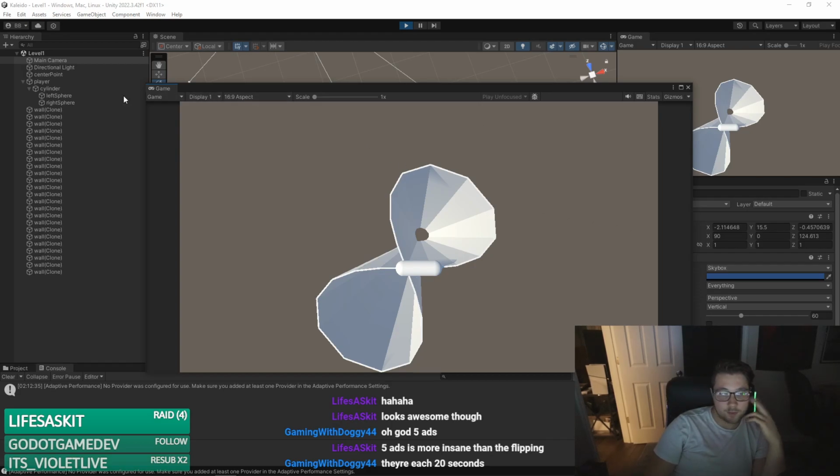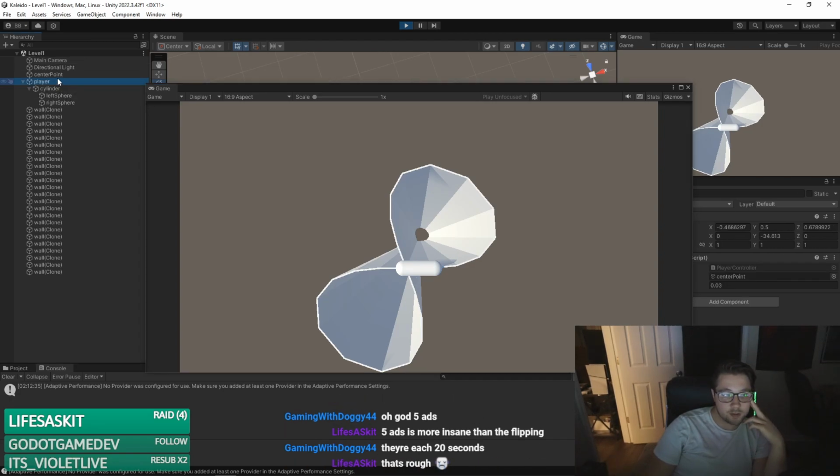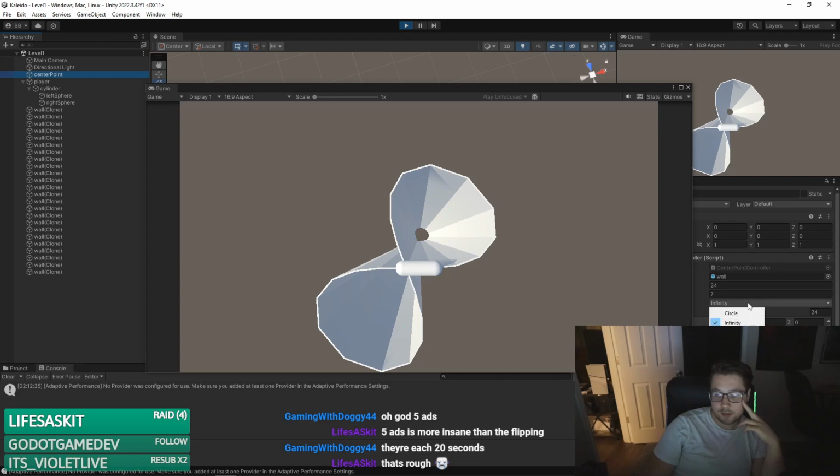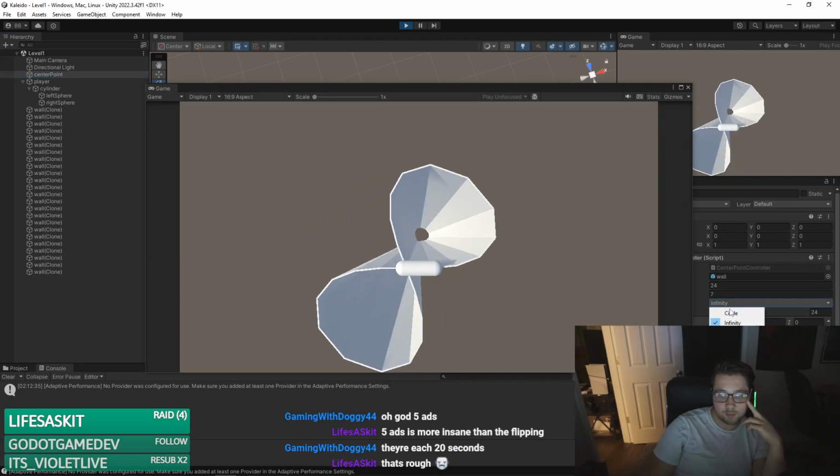While we're waiting for these ads, I could show you guys, I've got these 2 different shapes, and we can flip the pattern around.